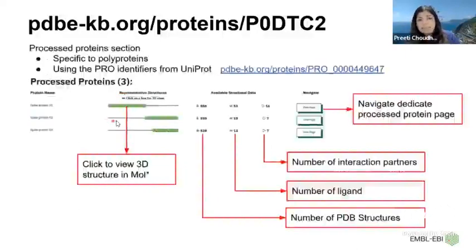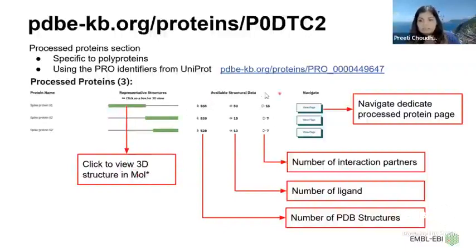In case of polyproteins, such as the spike protein over here, you will also see towards the end a section called processed proteins. This essentially shows you a list of all the processed proteins, which have their separate aggregated view, which can be queried using the PRO identifiers from UniProt. For each of the spike processed proteins, you can click on this green colored segment box to view the structure in 3D in MolStar.